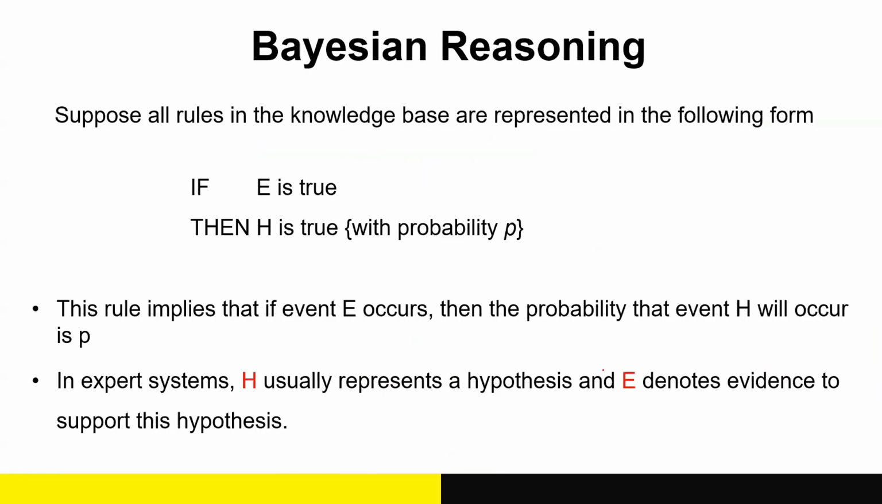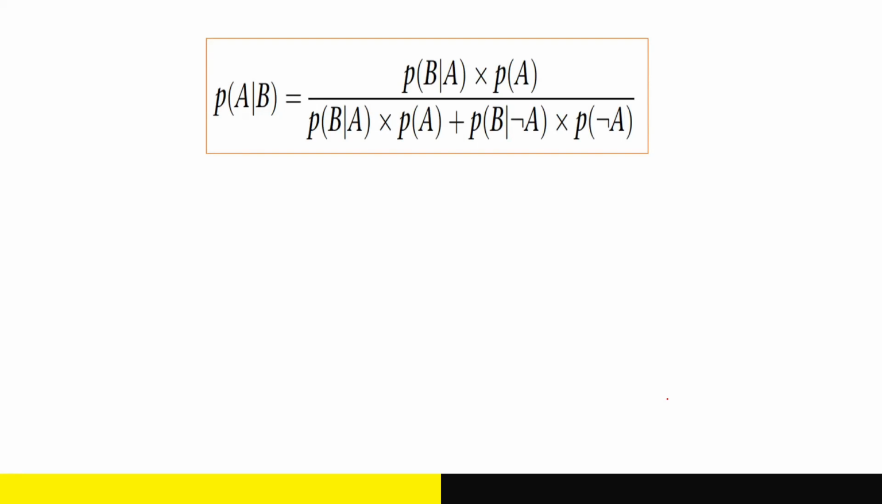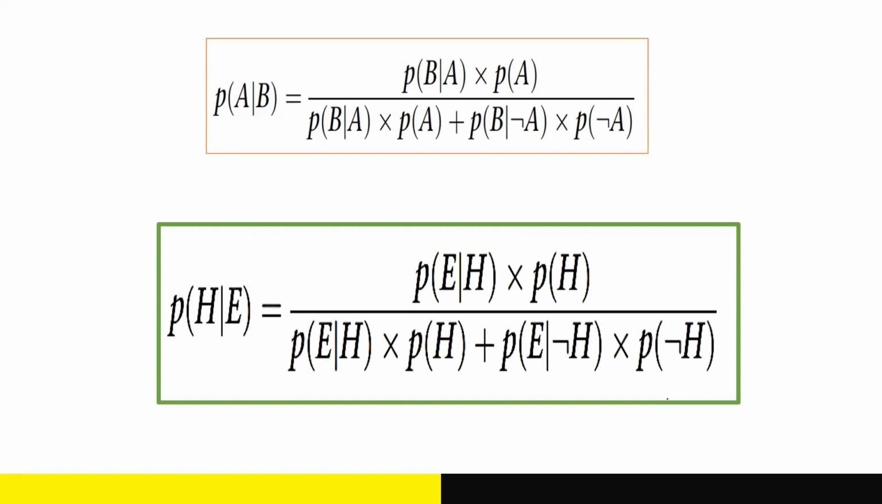Bayesian reasoning. Suppose all rules in the knowledge base are represented in the following form: if E is true, then H is true with probability P. So kung kanina po is yung mga rule po natin is ito lang, yung if and then, so ngayon is with probability P na po siya. This rule implies that if event E occurs, then the probability that event H will occur is P. In expert systems, H usually represents the hypothesis and E denotes the evidence to support this hypothesis. So yung equation po natin last will be replaced with H and E, where E represents the evidence and H is the hypothesis. So we will now have this equation.